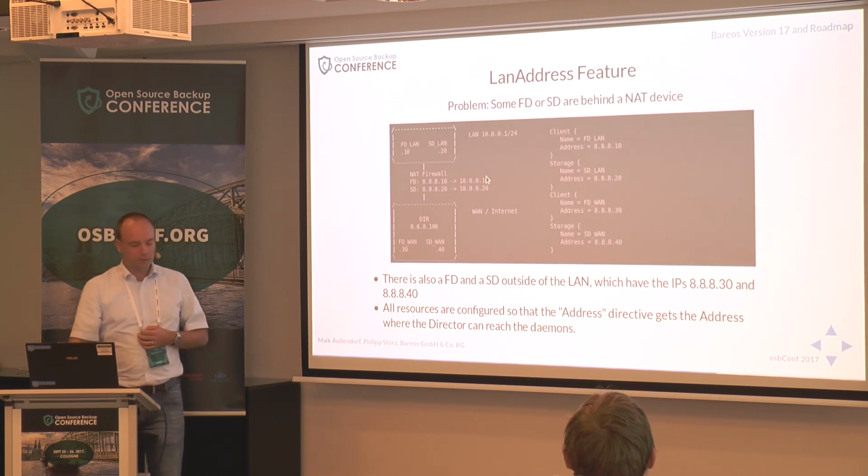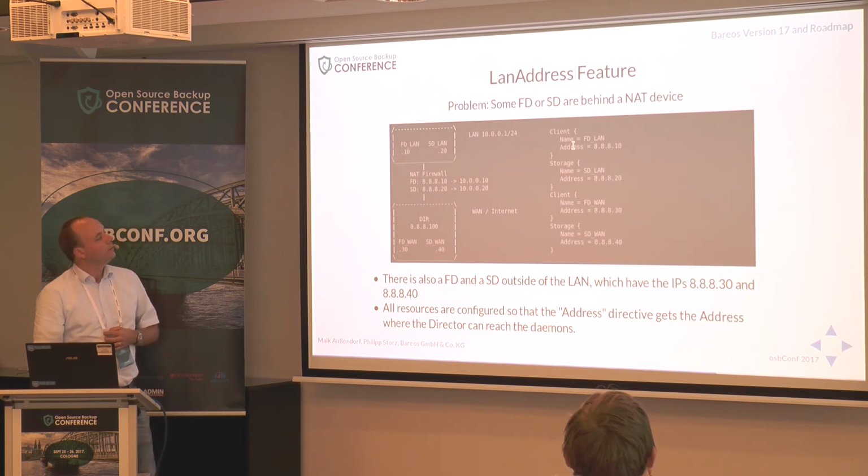Here you see how the configuration is. So as I said, the director has normally an idea about how he can reach every part of the system. And when it tells this client to save to this machine, then it tells him, please use this address. And as I said, if this machine inside of the local area network wants to connect here, it does not need to use this one, but the address that's inside of the subnet.